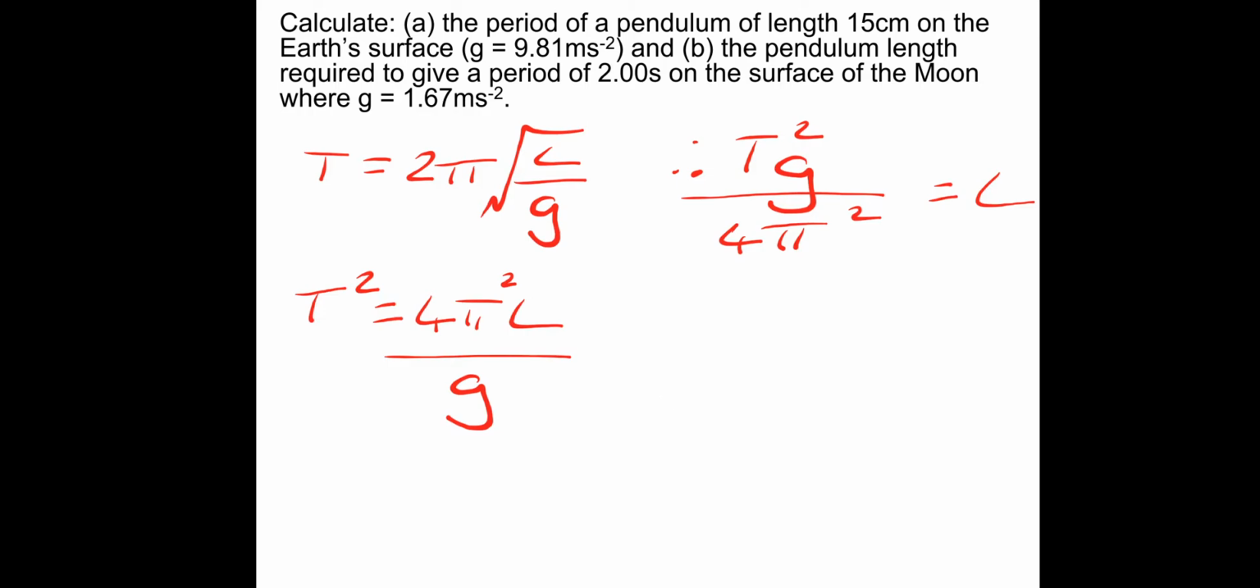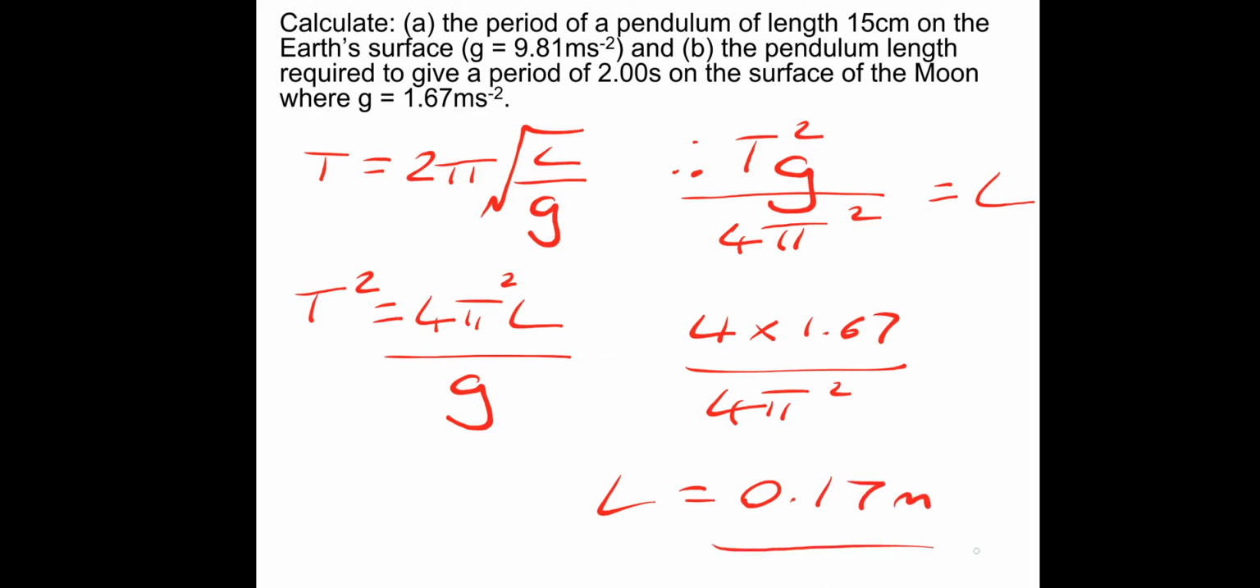So let's put some numbers in. The time period is 2 seconds, so square that, equals 4, times g, sorry, 1.67, and then divide that by 4 pi squared. Gives a length of 0.17 meters. Let's do another question. Hopefully that went okay.